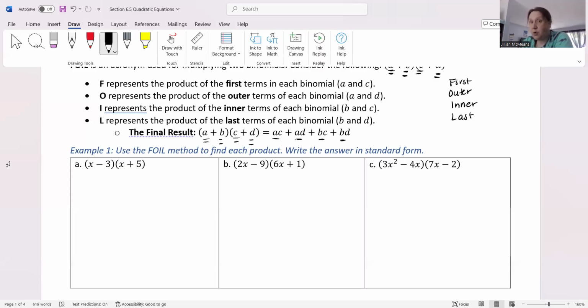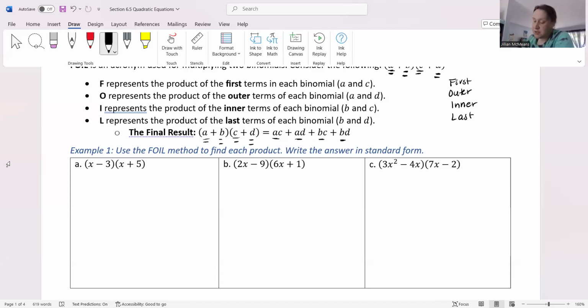Now we can do that FOIL method. The first terms would be the x's. The outer terms would be that first x and then the 5. The inner terms would be negative 3 and then the second x. And then the last terms would be negative 3 and 5. I tend to think of it more as just distributing the terms in the first binomial through the second binomial. It ends up being the same thing.